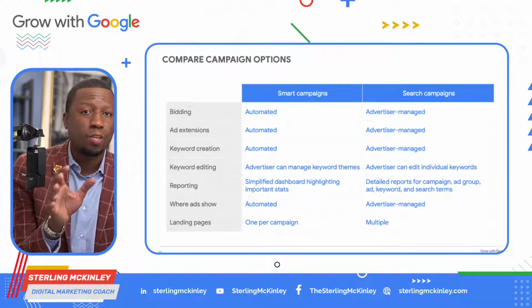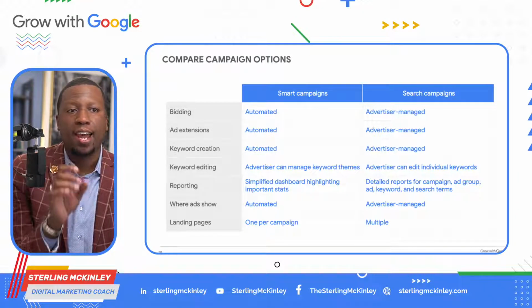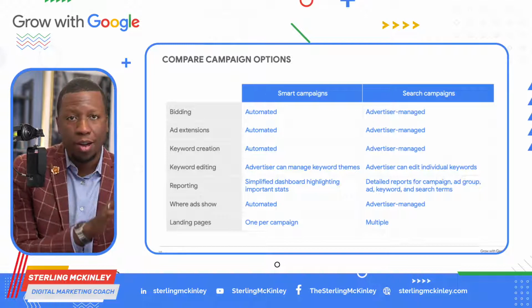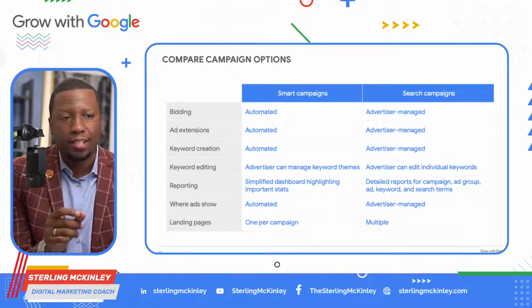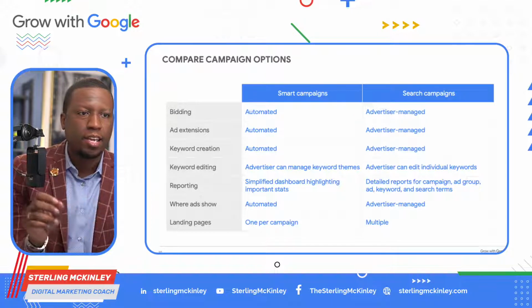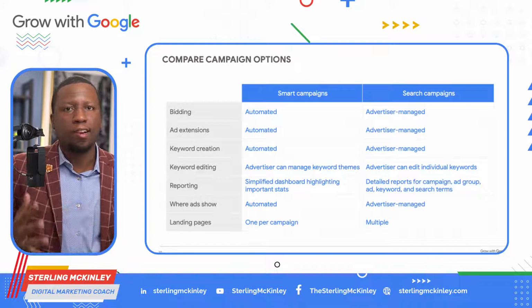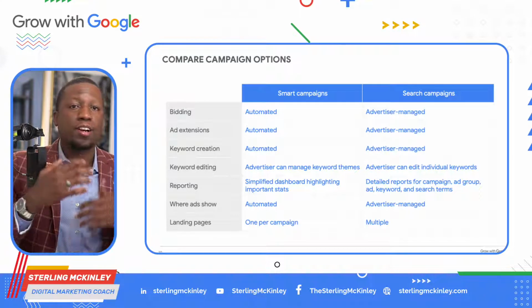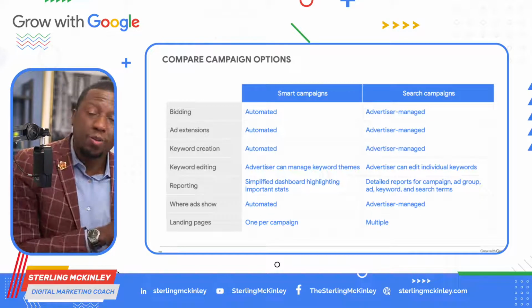Also, ad extensions. Google is going to automatically create and recommend what ad extensions you should have. The old way of doing it, you have to do it yourself. Also, keyword bidding. Advertisers can manage the keyword themes. Bidding on keywords can get very complex. You can be bidding on hundreds of keywords. It can be a lot to go through. That's the way we've done it in the past.